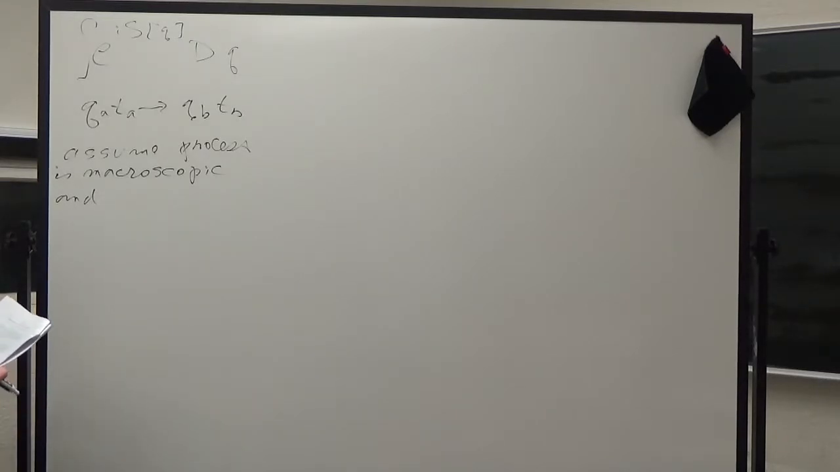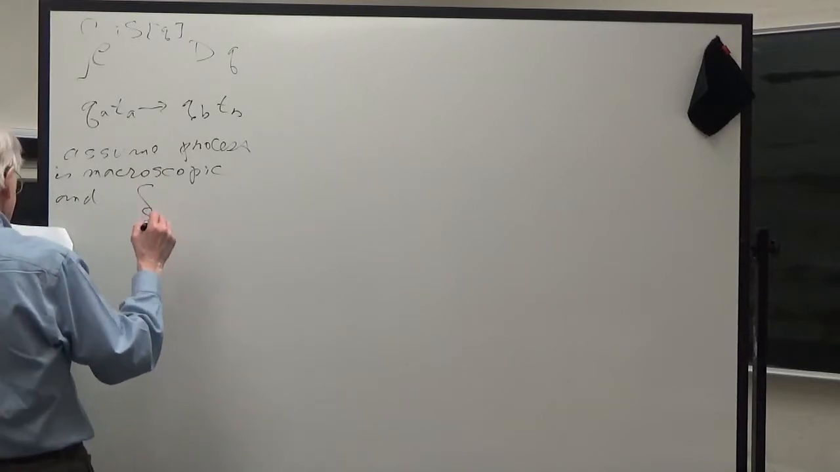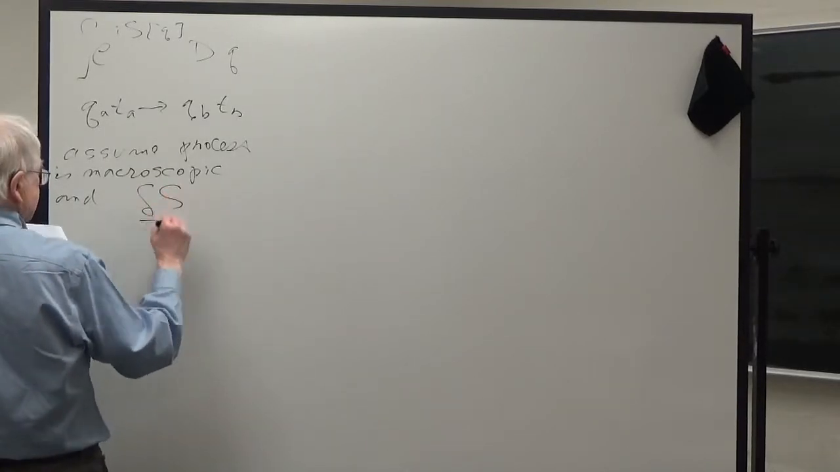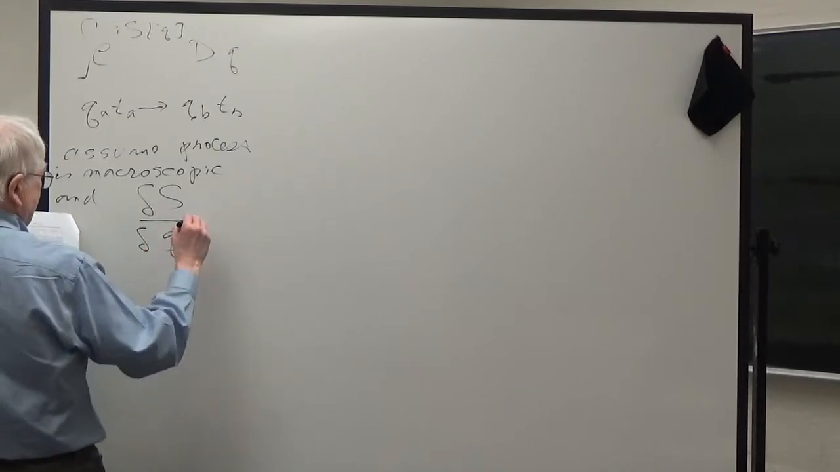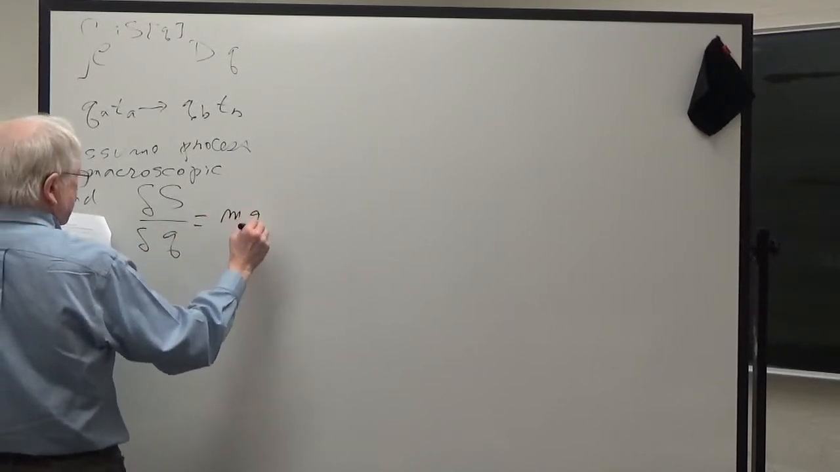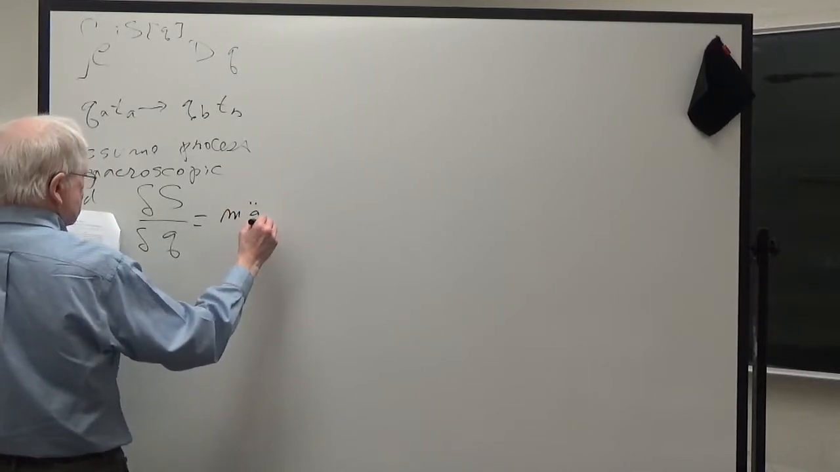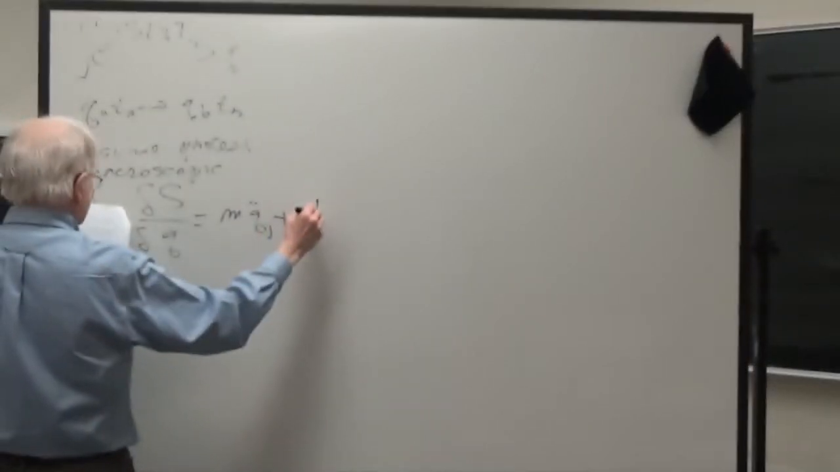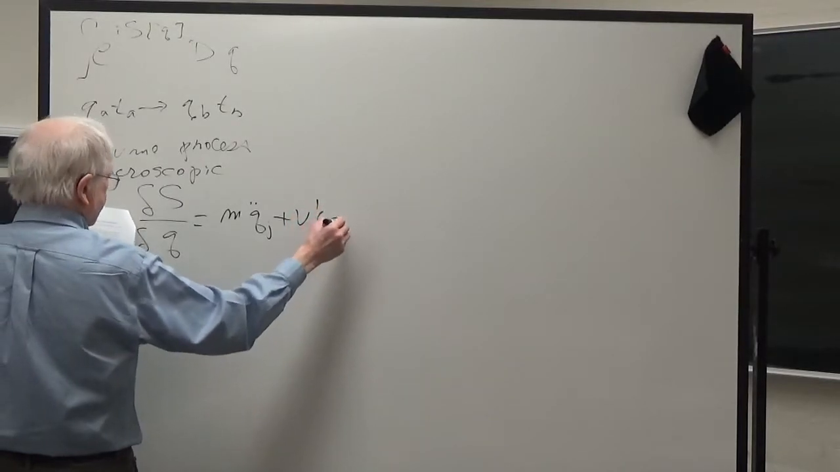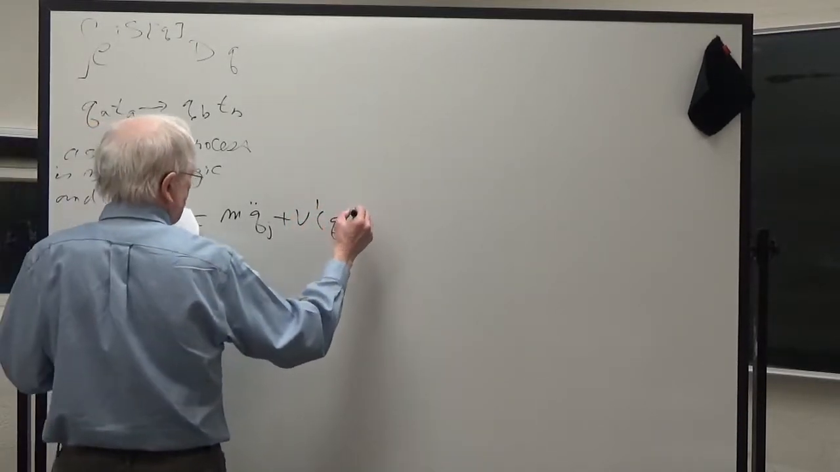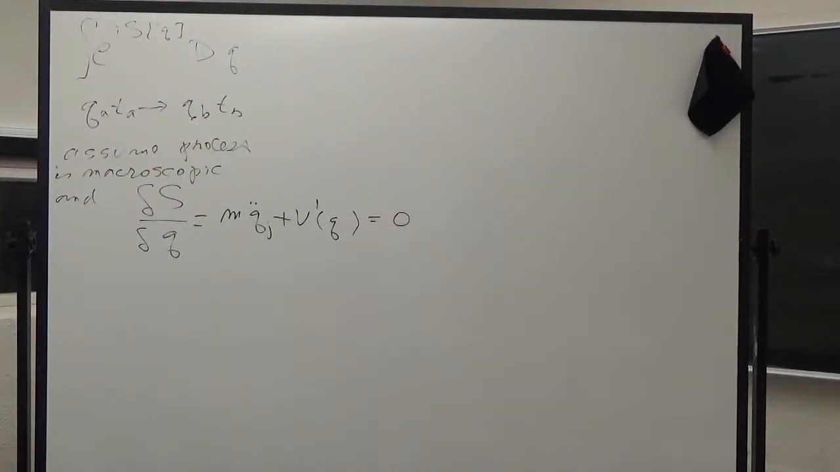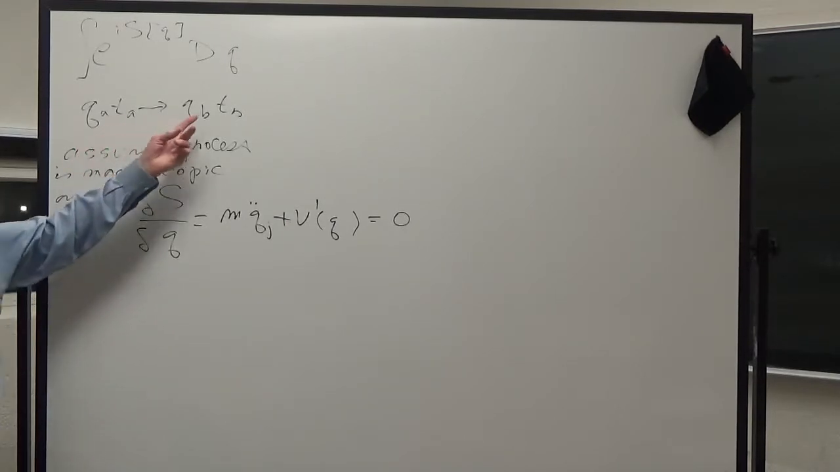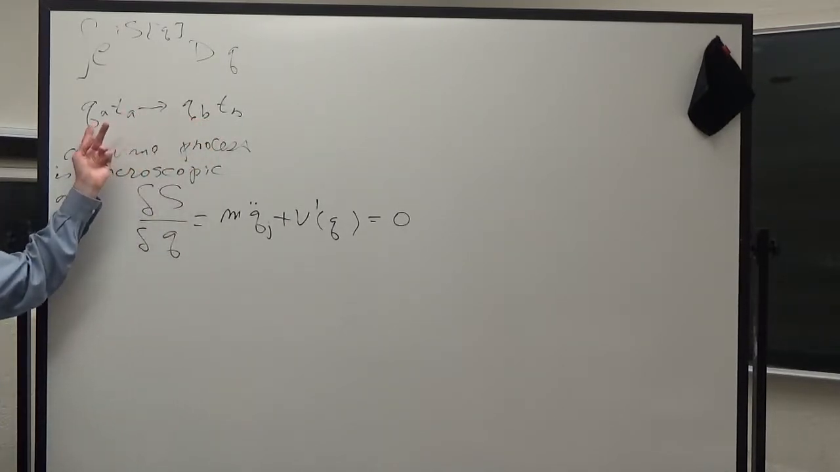And by stationary, what we mean is, in fancy language, that the variational derivative of this, which is to say m q double dot plus V prime of q, is equal to 0. In other words, that there is a classical trajectory to go from QA to QB in the time interval TA to TB.